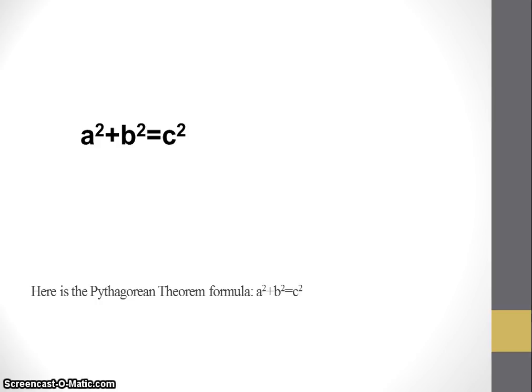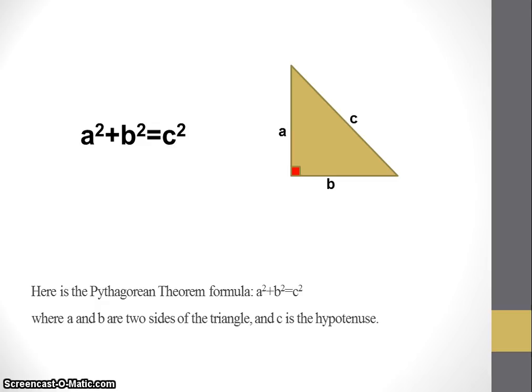Here's the Pythagorean Theorem formula. a squared plus b squared equals c squared, where a and b are two sides of the triangle and c is the hypotenuse.